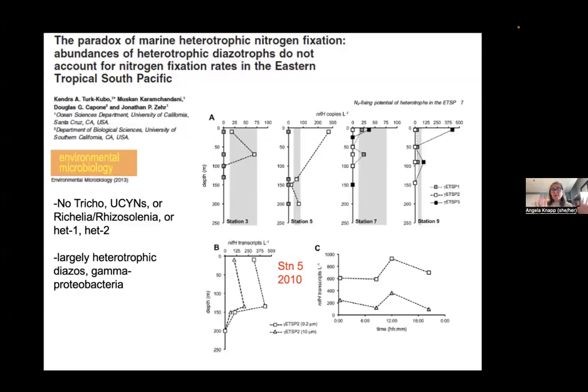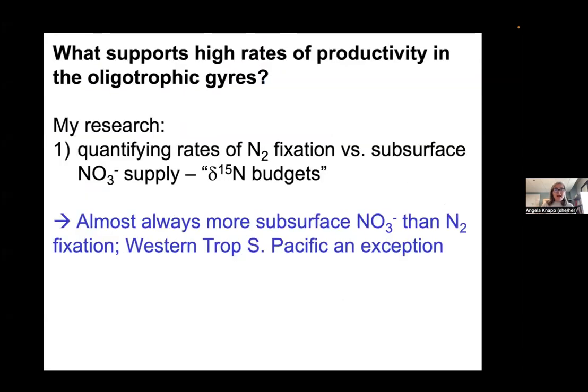This is an example from the Eastern tropical South Pacific, but I've done these kind of Delta N15 budgets in a lot of places, and so have other people as well. And one of the conclusions that I have come to from doing these kind of measurements for a long time is that subsurface nitrate always seems to be supporting more export production and more phytoplankton growth than we have traditionally accounted for. And it's a little tricky because we don't understand the mechanisms by which subsurface nitrate is making it up to the euphotic zone.